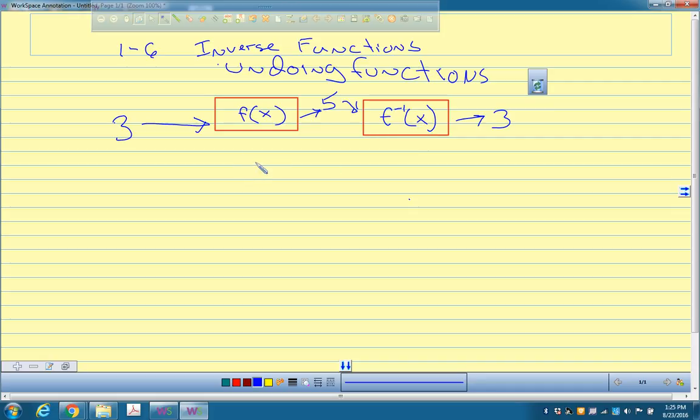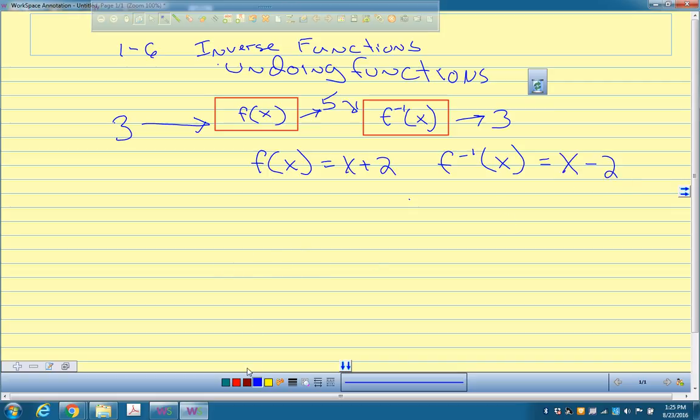So simple one, say I have f of x is equal to x plus 2. What would be the inverse of that function, f inverse of x? So if I add 2 to some number, what would undo adding 2 to that? What would undo it, subtracting 2? So the inverse of that would just be x minus 2, right?